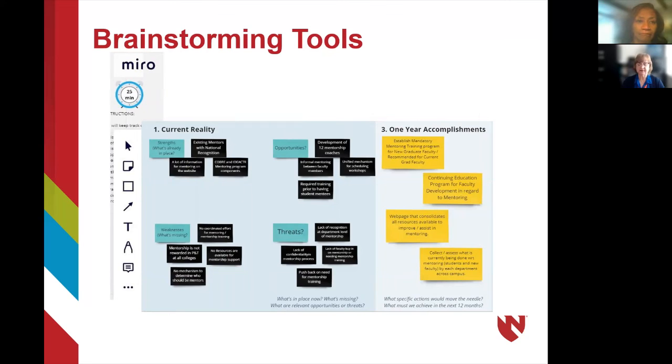Brainstorming tools. I have not used this in class, but there are some free programs out there. This is called Miro, which basically works as a sticky note and flip chart, but just in a virtual world. It doesn't take a whole lot of time to learn how to use it. I've used it a couple of times, and I think it's a great tool for brainstorming that you might have to do in a virtual environment.